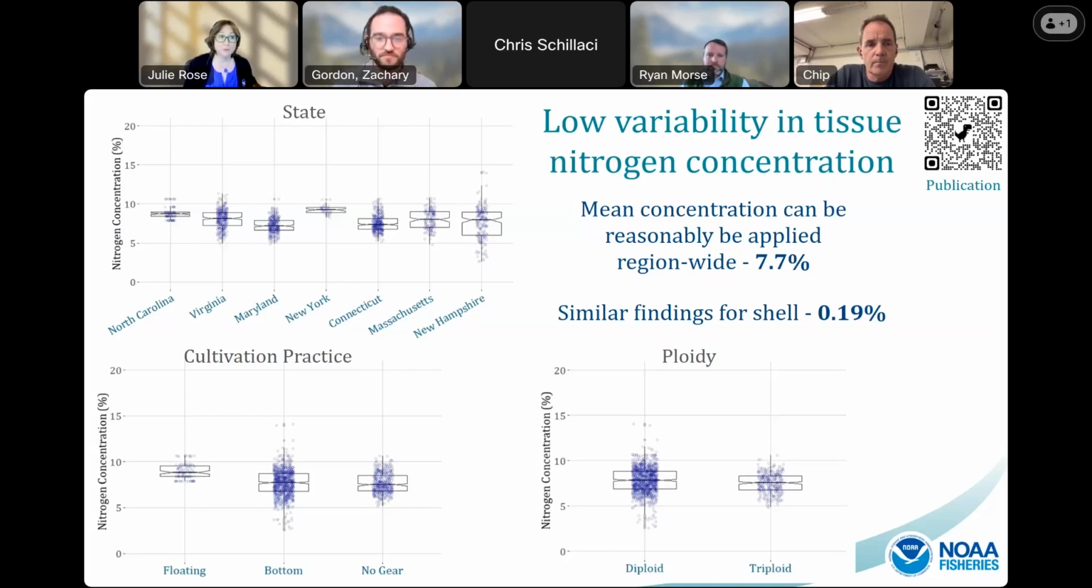This was true when we split the data out by state, when we looked across three common types of cultivation practices across the Northeast region, and when we looked at both diploid and triploid oysters. So this low variability, both in tissue and shell nitrogen, led us to be comfortable applying a single average concentration region-wide, which is 7.7% for tissue and 0.19% for shell. Next slide.